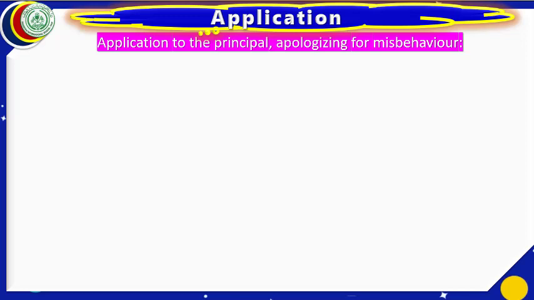Whenever there is an application to the principal, the beginning and end will be the same. In this application, first of all, you will write to the principal, Pakistan International School Taif. Then you will write the subject. After that, sir. And then with due respect you will start your application. The beginning of the application will be just like the other ones. The end will be the same also. At the end you will write yours sincerely, yours obediently, XYZ.